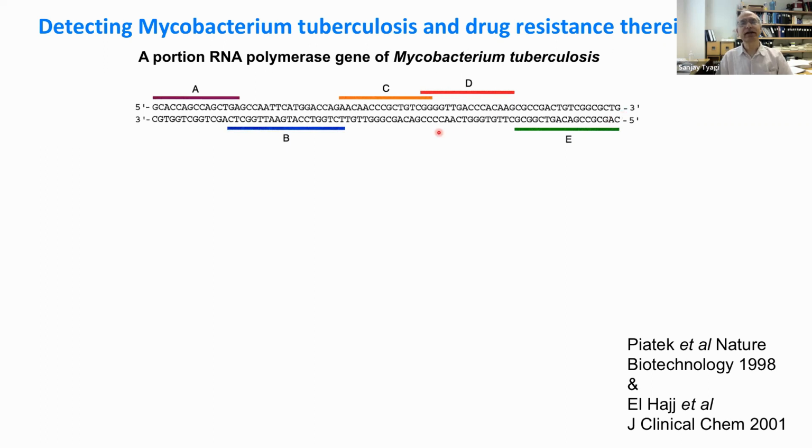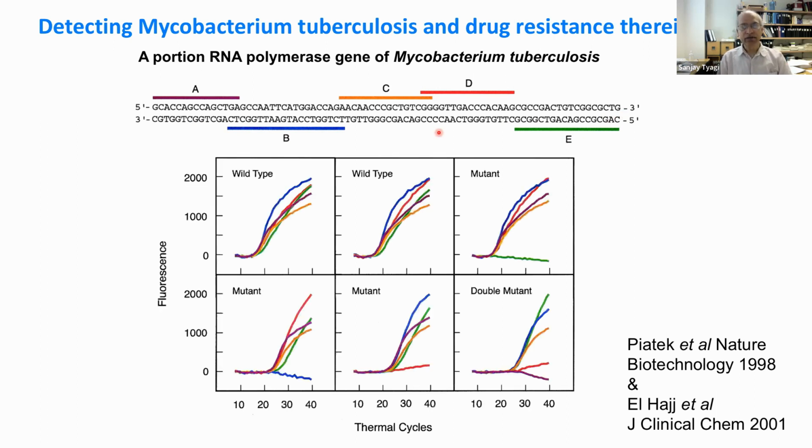And if you get a signal, you have a wild type. If you don't have a signal, you have a mutation in the region of the probe. We could show that wild type gave signals in all colors, but with these mutants, one of them would drop out.